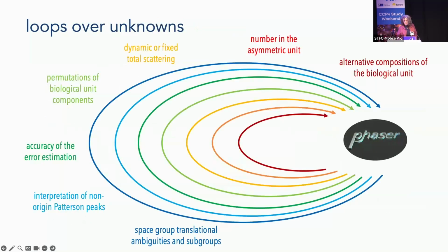So that's a very brief run through of all the problems that can make what would otherwise be a basically simple molecular replacement system much more complicated. So we have loops over things like the alternative compositions of the biological unit, the number in the asymmetric unit, the dynamic or fixed total scattering, the permutations of the biological components, accuracy of the error estimation, interpretation of non-origin Patterson peaks, and space group translational ambiguities and subgroups, okay, all of these groups.